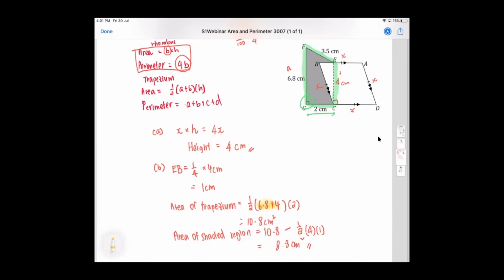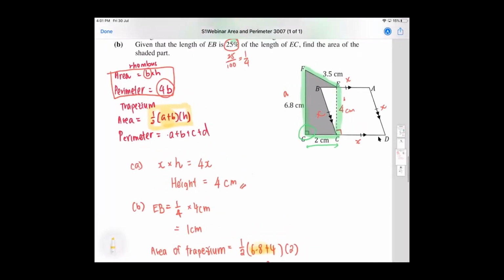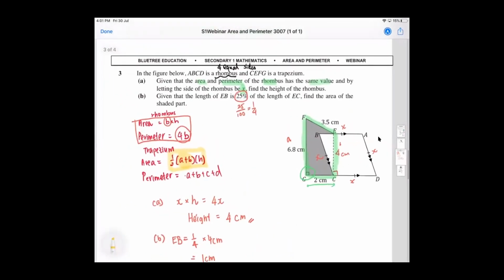Oh, okay. For the trapezium, you look at the formula here, right? A and B refer to the two parallel lengths, the sum of the two parallel lengths. When you look at the trapezium, the question already says the trapezium is CEFG. That means the part highlighted in green is the trapezium. So the two parallel lengths are FG and EC. FG is parallel to EC.